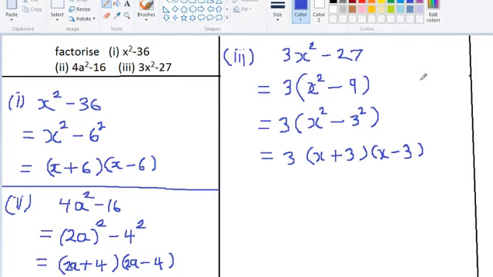So we have factorized all our quadratic expressions, and we have recognized that each one has a difference of 2 squares.